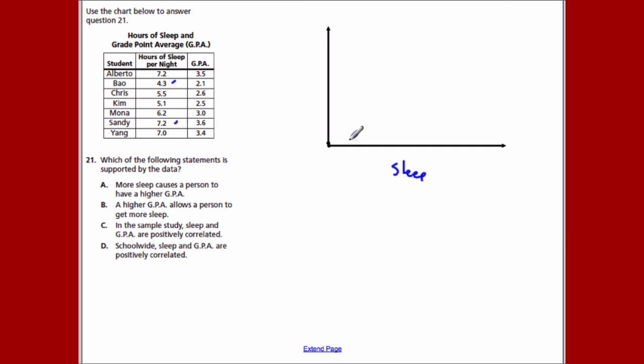So let's go increments of 4, 5, 6, 7, 8. Sorry, increments of 1, but starting at 4. So we'll do a little squiggly to say we're starting at 4, and then we'll go from there. And then GPA is going to be our y-axis. Sleep is called the explanatory. GPA is what we call the response. It's responding to how much sleep we have, or it's the y-axis, and this is the x.